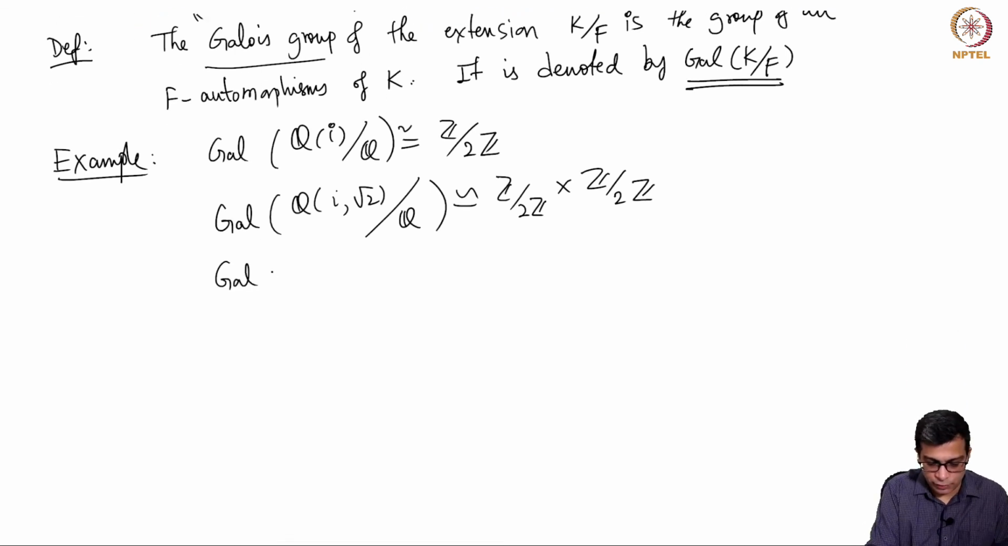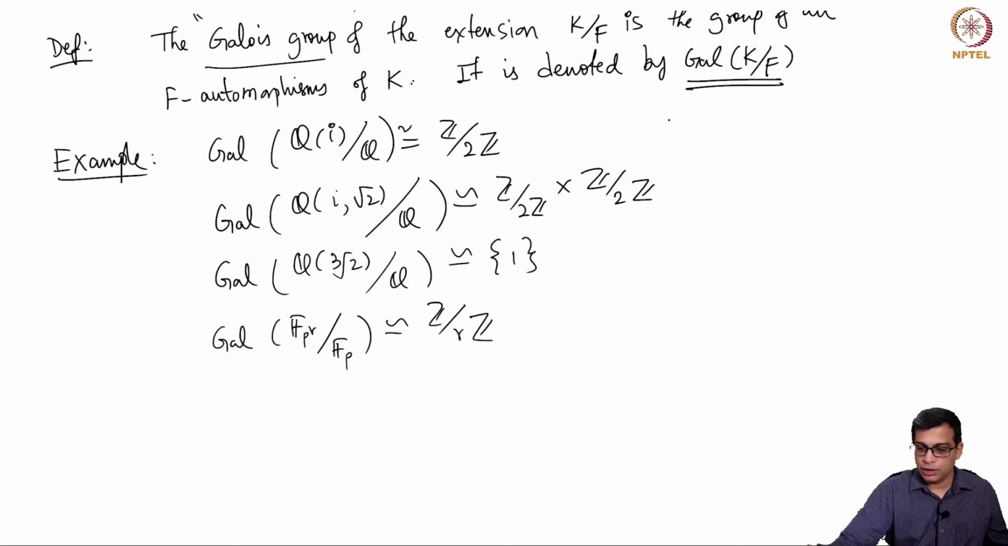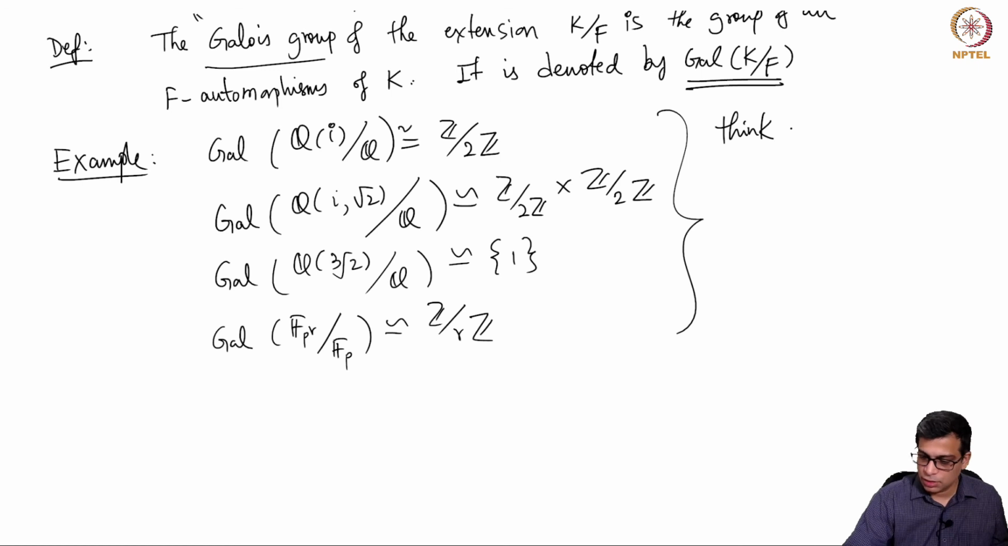And I'll write two more. The Galois group of cube root of 2 over Q is just the trivial element. Okay, so trivial group. And finally, the Galois group of F_{p^r} over F_p is isomorphic to Z mod rZ. Okay, so these are some things for you to think about. We will discuss more in the upcoming videos.